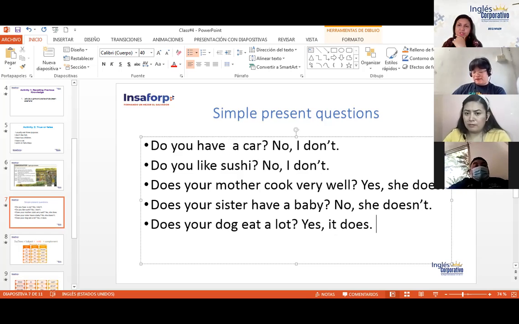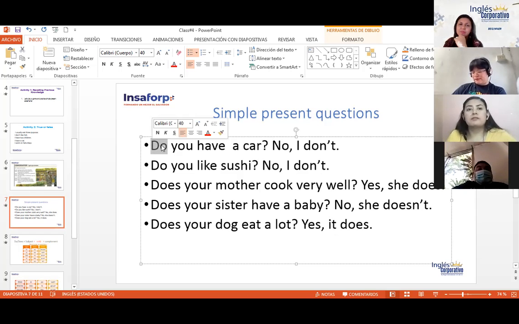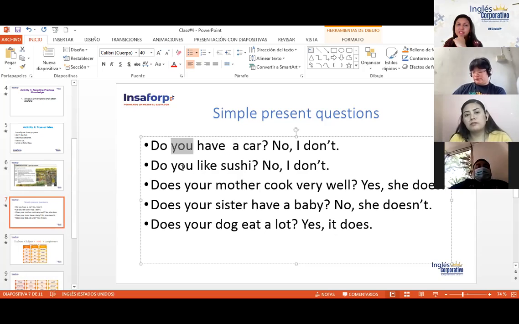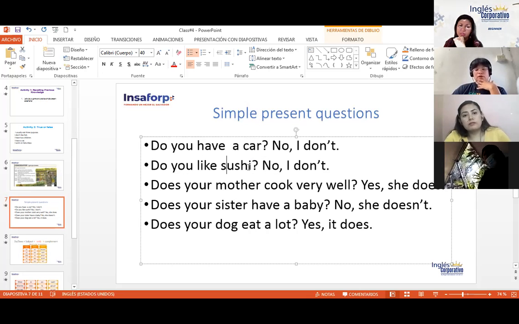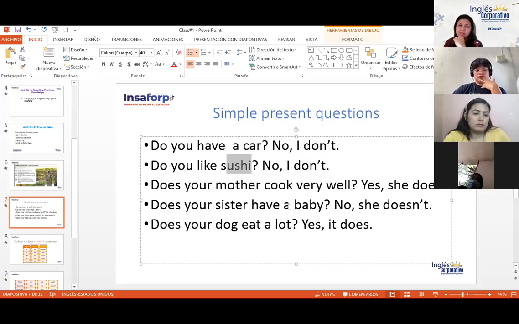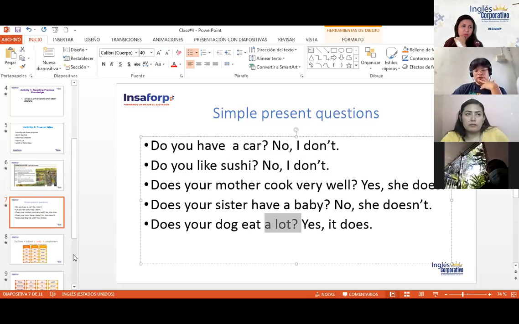simple present questions. And you can notice the structure. We use the auxiliary first. For third person is does. Then we have the subject: you, your mother, your sister, or your dog. Then we have the verb, and the verb must be in the base form. El verbo en su forma base, siempre va a ir en su forma base. Have, like, cook, have, and eat. Y luego el complemento: a car, sushi, very well, a baby, or a lot. Okay, and we have it here.